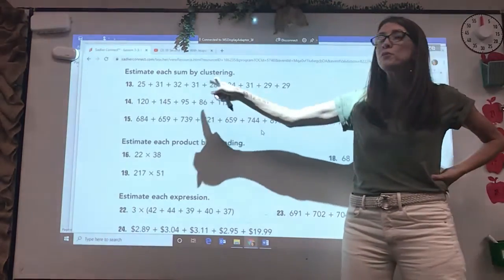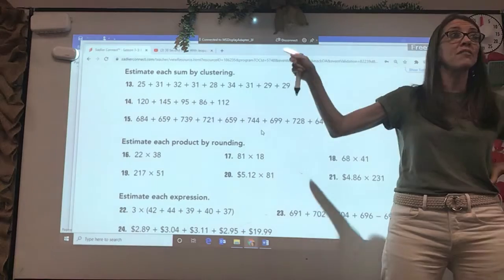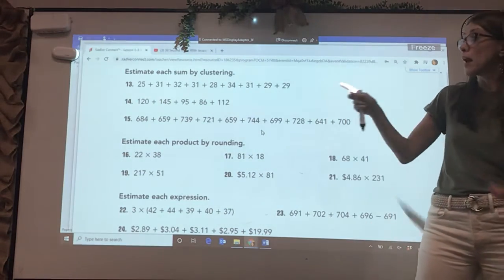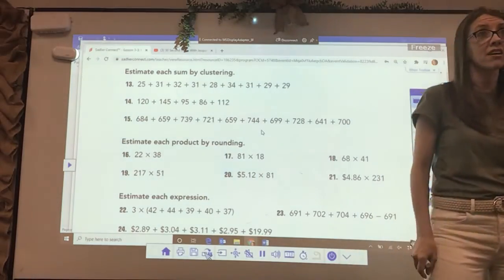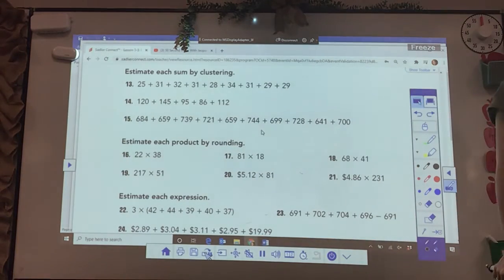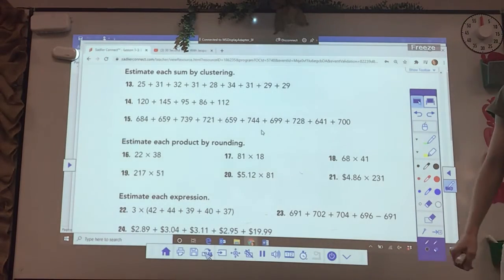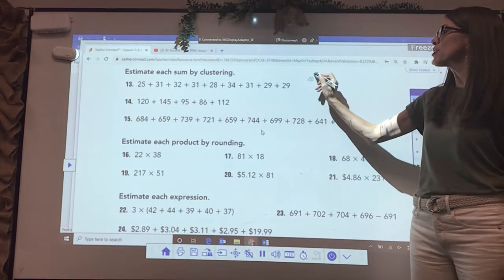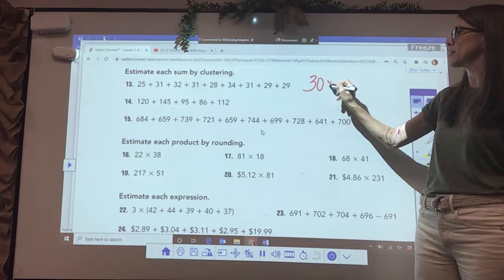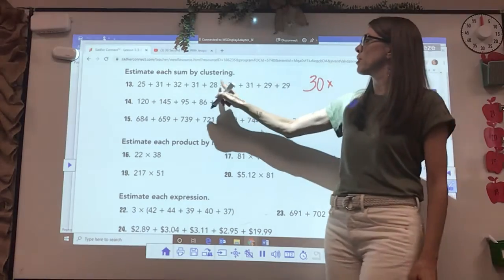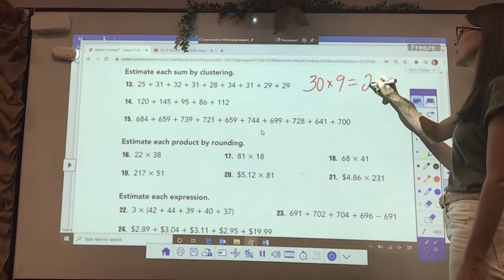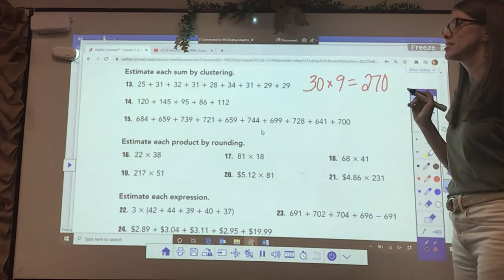What are these all grouped around? And then how many of them are there? Don't just guess the number. You have to multiply it by how many add-ins there are. And what's your answer? What are these all grouped around? 30. And then you're going to multiply it by how many of them there are. 1, 2, 3, 4, 5, 6, 7, 8, 9. What is 30 times 9? 270. Yes.